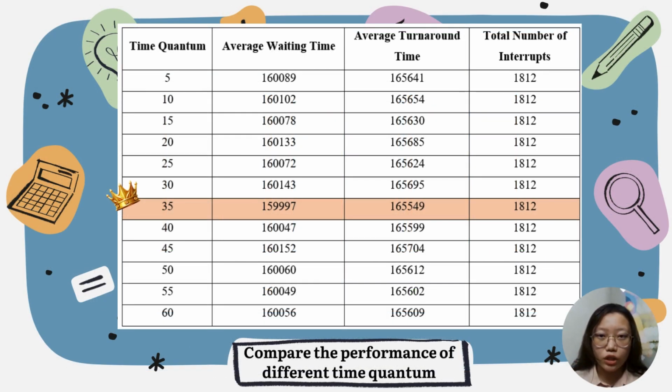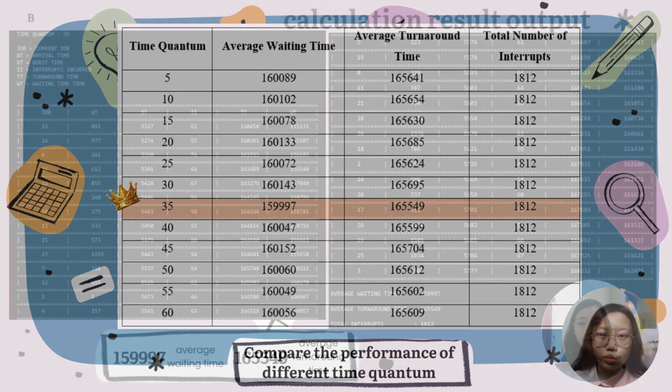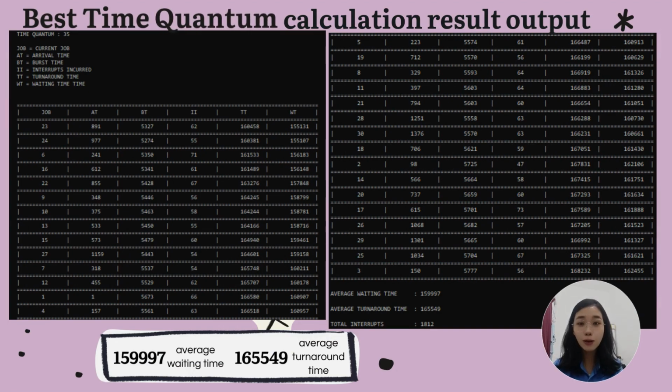But when we see the calculation result, it's apparent that time quantum 35 has the lowest average waiting time and turnaround time. Since the total number of interrupts for all time quantum are the same, time quantum 35 has the lowest number of interrupts too. As mentioned earlier, after comparison, we recommend that time quantum 35 is the best time quantum for job list 6, and we will take the output of it to evaluate.